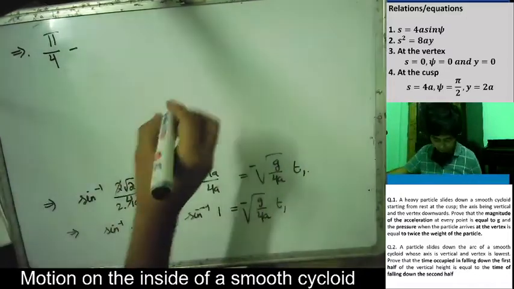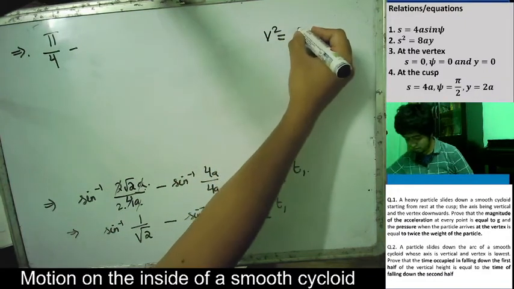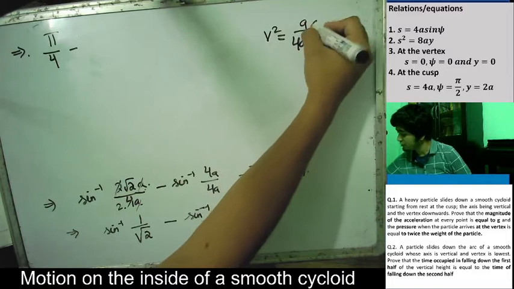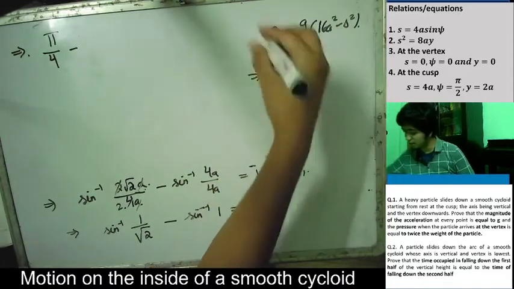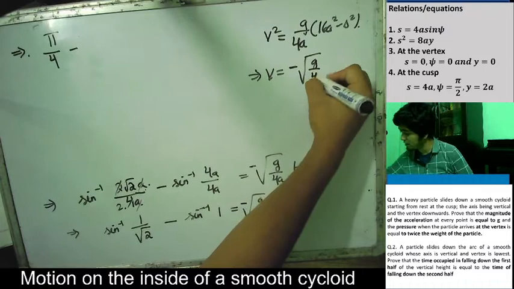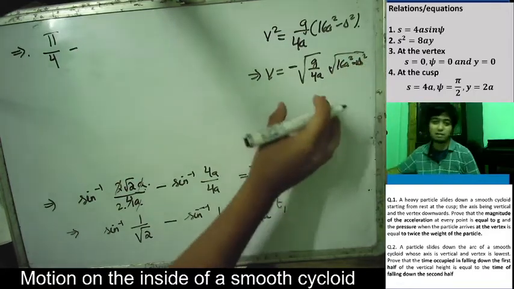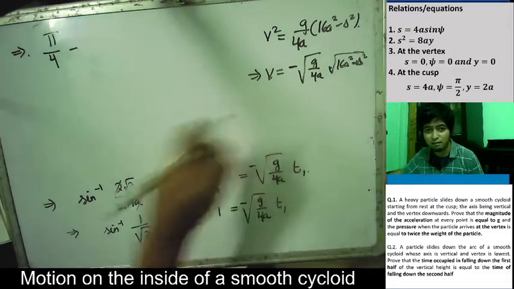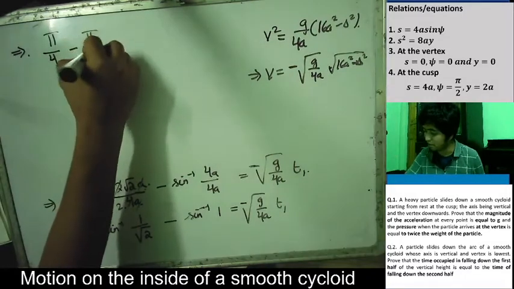Because, if you remember that part, we were getting v squared equal to g by 4a times 16a squared minus s squared, right? So actually when you take the velocity, you will take the square root, but you will have to consider the negative sign. Why do you consider the negative sign? Because the particle is rolling downwards. It is rolling towards the vertex. So everywhere just put this minus sign. So minus sine inverse 1 will be minus pi by 2. Sorry, I made a mistake. Everywhere should be a minus sign.